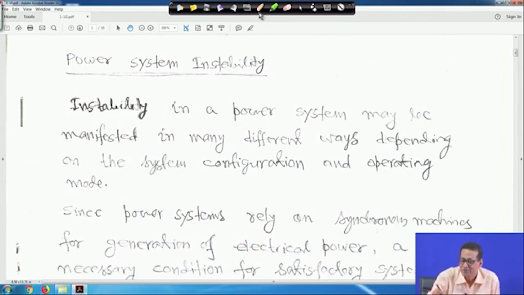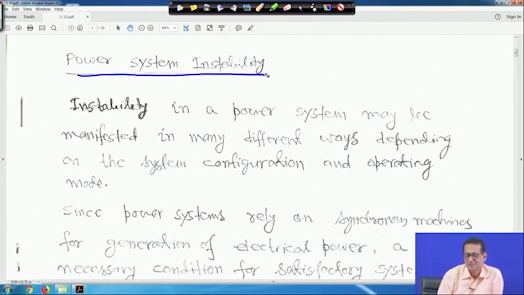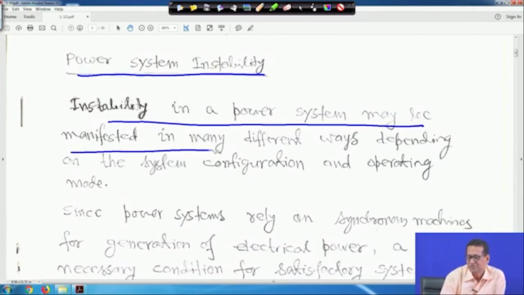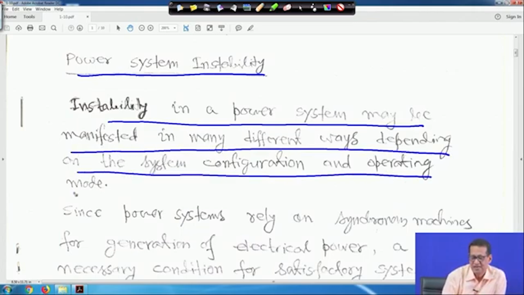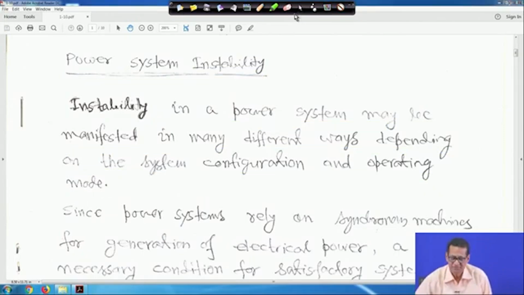Now the question is power system instability. Instability in a power system may be manifested in many different ways depending on the system configuration and operating mode. Basically in a power system, the power generating plants are synchronous machines or synchronous generators. Let me clear it and move it up.